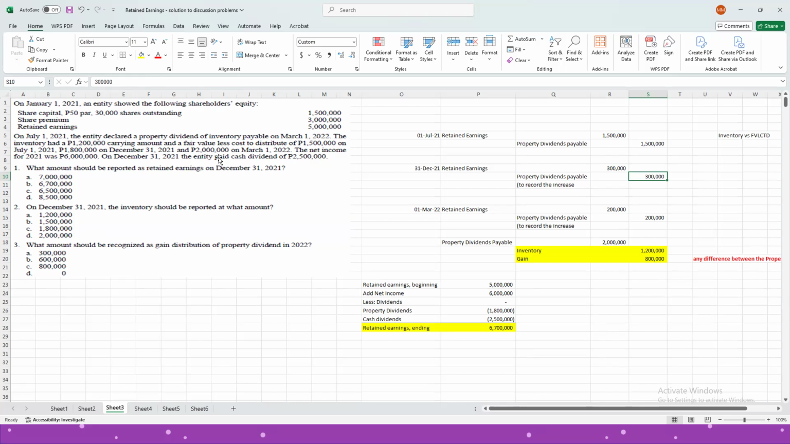Now, come March 1, 2022, the fair value less cost to distribute became 2 million. In this case, we still have to record the difference. That is retained earnings from 1,800,000 now to 2 million. So that's an additional 200,000. So debit 200,000 and then credit 200,000 property dividends payable.